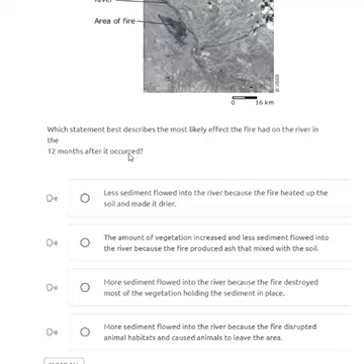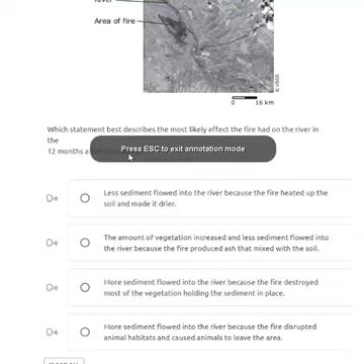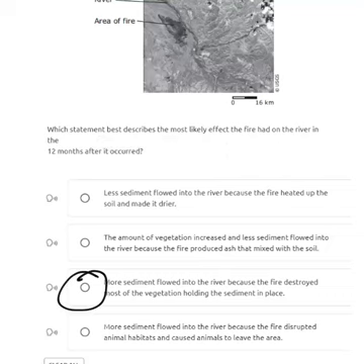And so the trees and the grass and the weeds and all of the other vegetation that is there that's holding the sediment in place is no longer going to be there. So in 12 months, we're going to see more sediment moving into the area because the vegetation that was once holding it in place is no longer there. So we're going to see more sediment flowing into the river because the fire destroyed the vegetation that was there. So it is going to be C. The next number in your code is going to be 0.